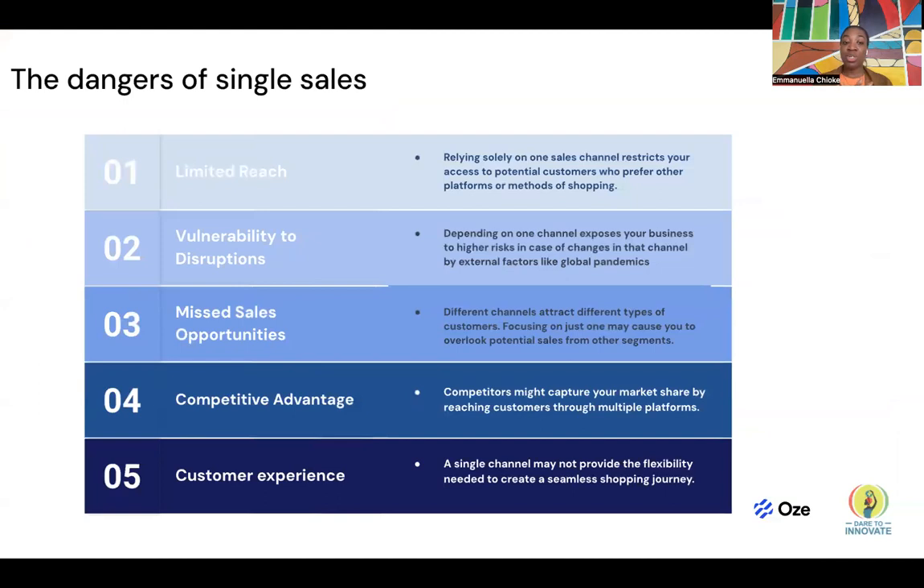On this slide, we're going to go bullet by bullet through some of these important things and the dangers of having a single sales channel. Our first danger of a single sales channel is limited reach. Relying solely on one sales channel restricts your access to potential customers who prefer other platforms and methods of shopping, or who just don't have access to these other forms. If we take the example of Boutique Bakery in the previous slide, during COVID they would have struggled to have people come into the store.